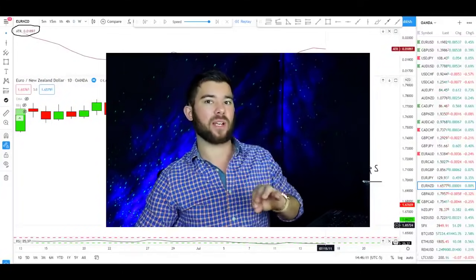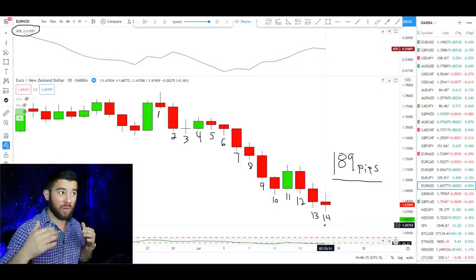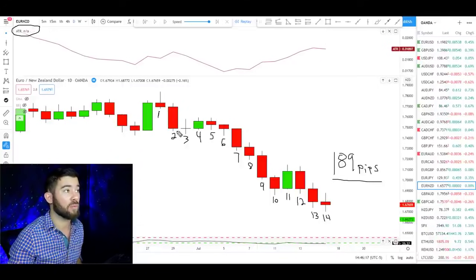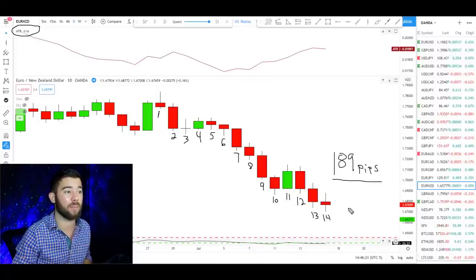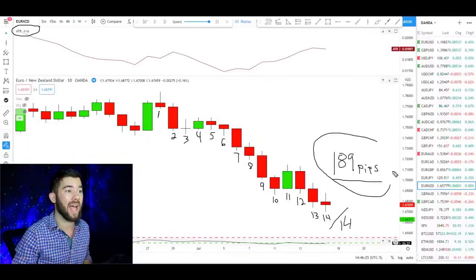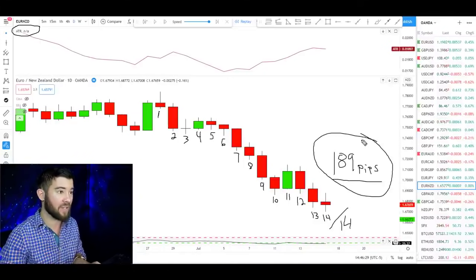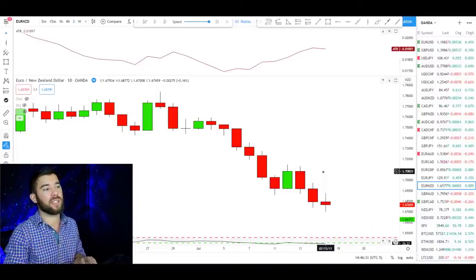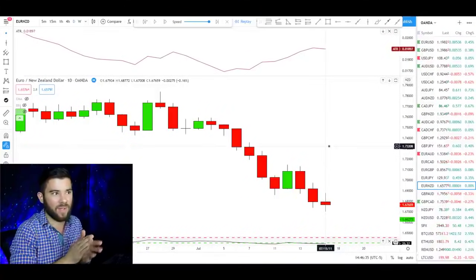The way it works is it adds up the price movement in total, the total amount of pips each candle moved out of the last 14 candles, and then it divides that number by 14 to give you the total average movement of price in the last 14 candles. Hopefully you can already see why that is so valuable. But if not, let's talk about how we use this indicator.